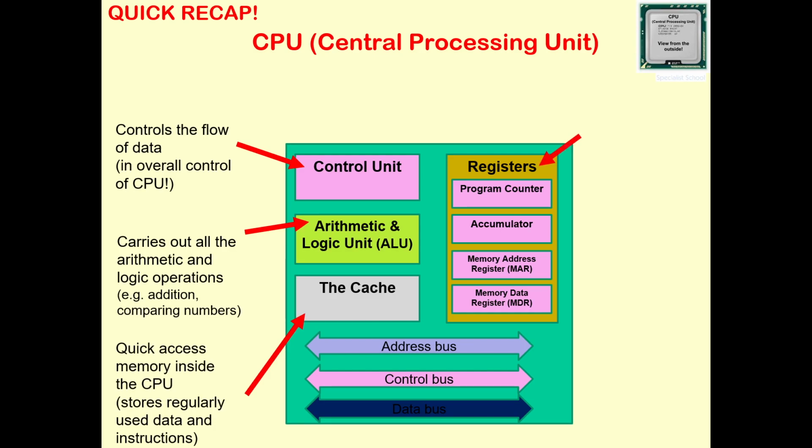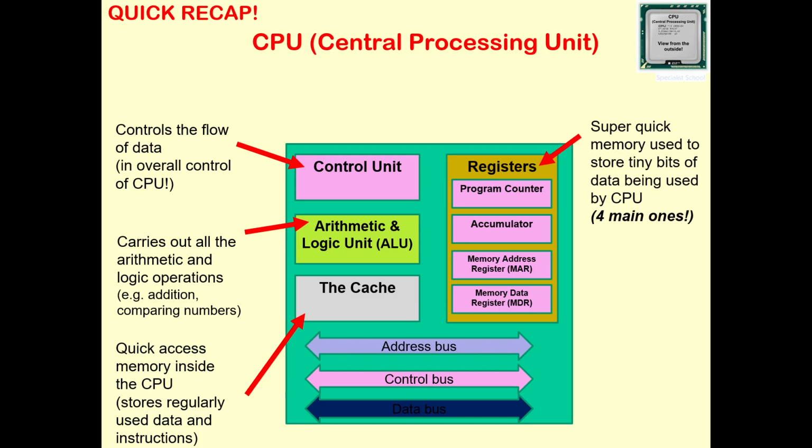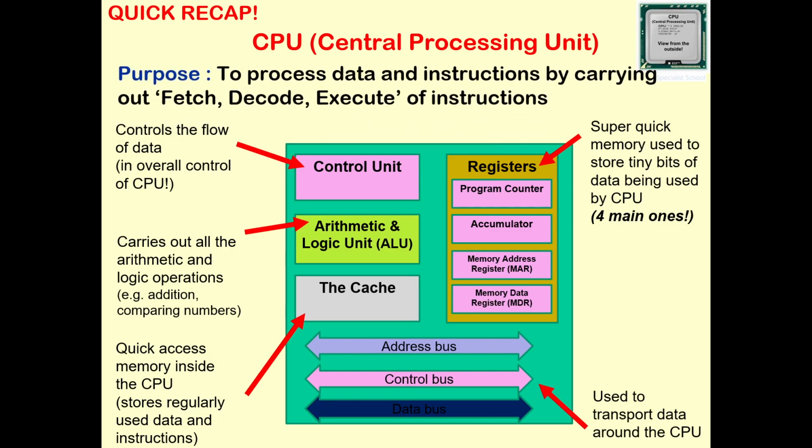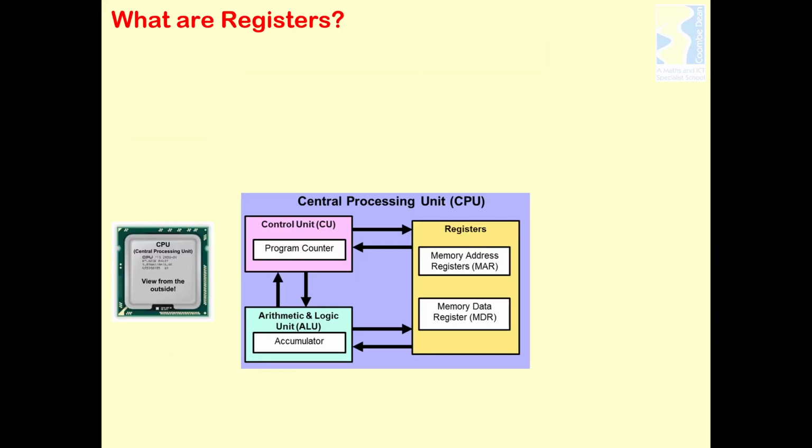We are now finishing off by looking at the registers today. Registers are super quick memory that store tiny bits of data, and there are 4 that you need to know about for this exam. And remember, the purpose of the CPU is to process data and instructions by carrying out the fetch, decode, execute cycle of instructions. And that is what we are looking at today.